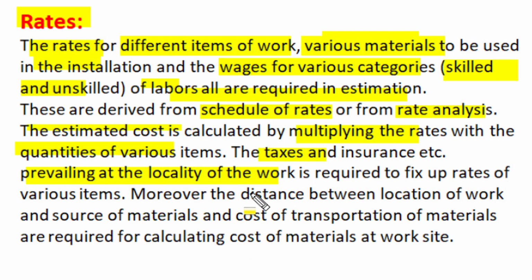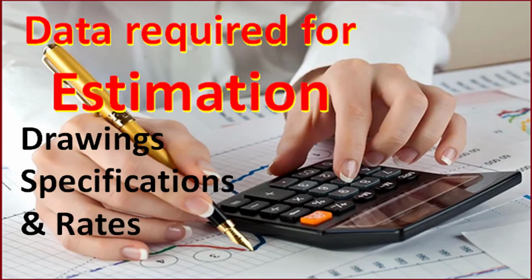Moreover, the distance between project location and source of material decide the cost of transportation of material. So that cost of transportation is also added to find out cost of material at work site. Then we have to add supervisory charges, overheads, contingency and lump sum amounts to find out final total cost of project. We hope this small learning video has explained the three basic information required for preparation of electrical estimate, that are drawings, specification and rates.